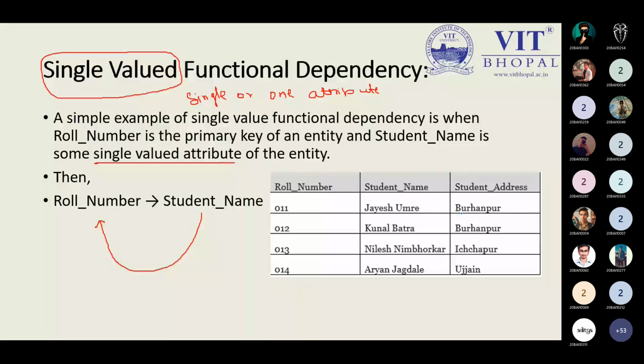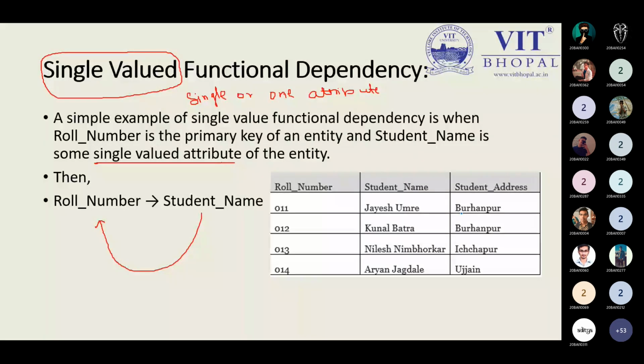So when a single value depends on a single value, student name is a single value or single attribute. So single attributes depend on single attributes, and we were talking about single valued functional dependency, or one attribute we can say. But the point you have to understand is that this could be trivial or this could be non-trivial.